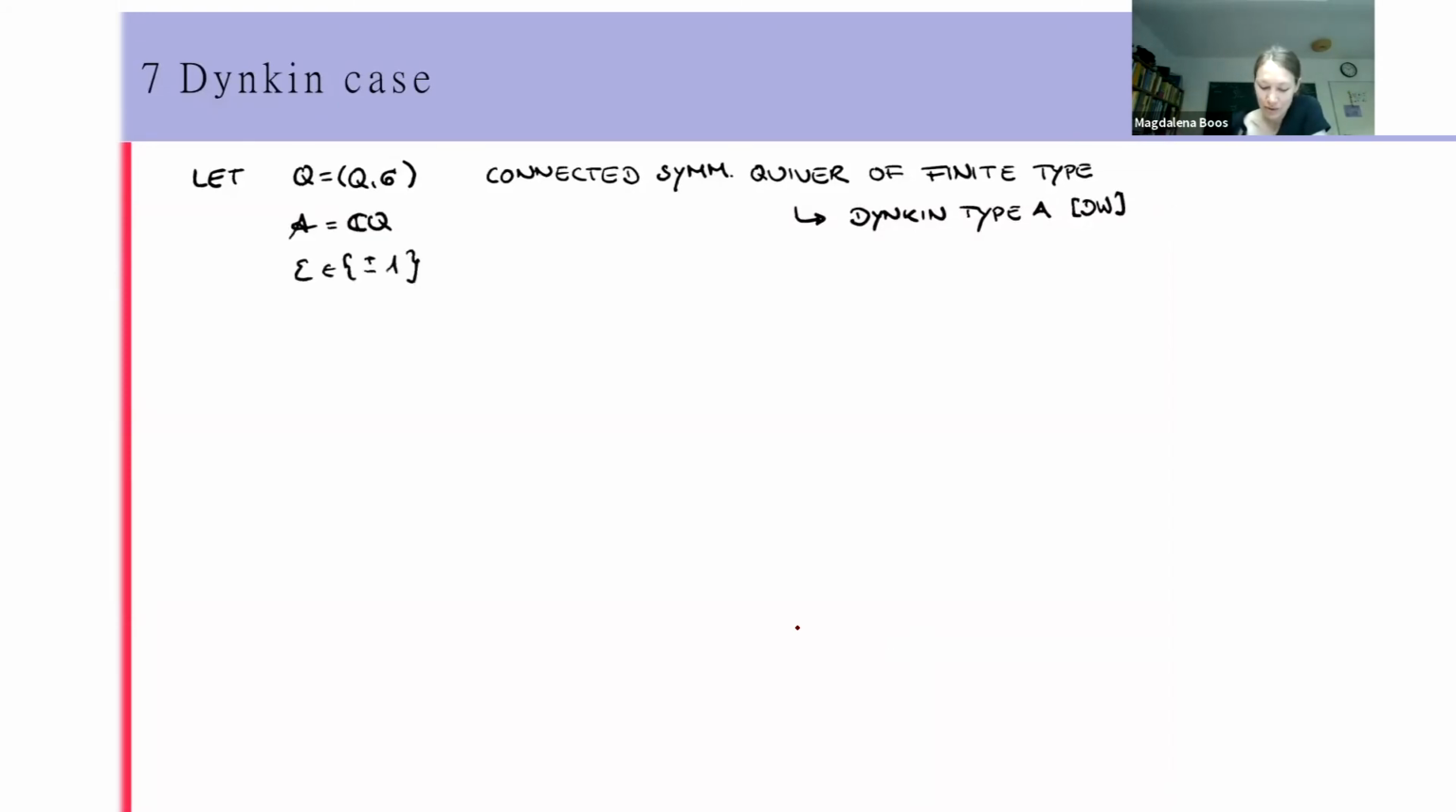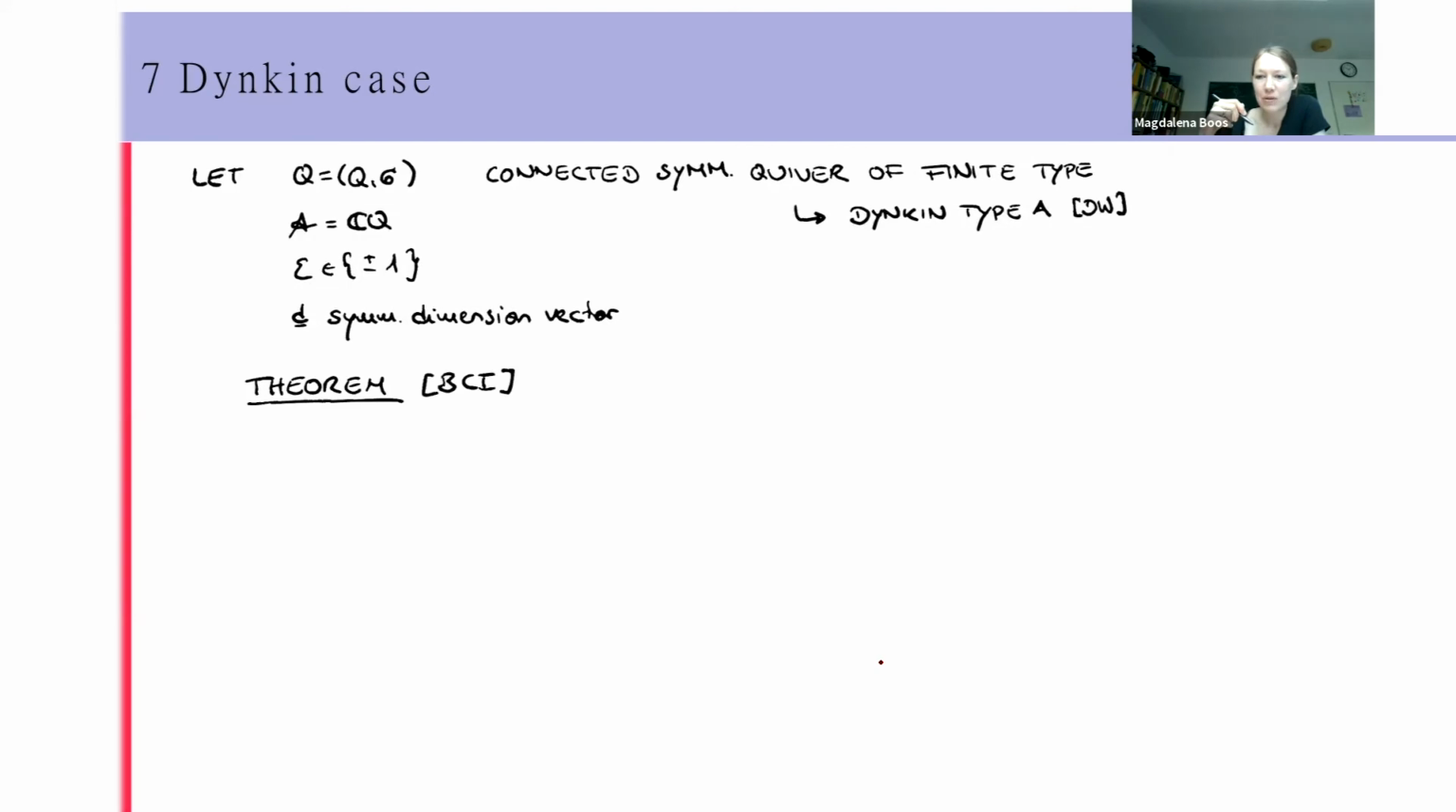And then we have the path algebra, we fix the sign and the symmetric dimension vector. So everything we needed before, but that's the setup now. And then there's the theorem. I don't have the arXiv identifier now, but it will appear today, so there will be one.